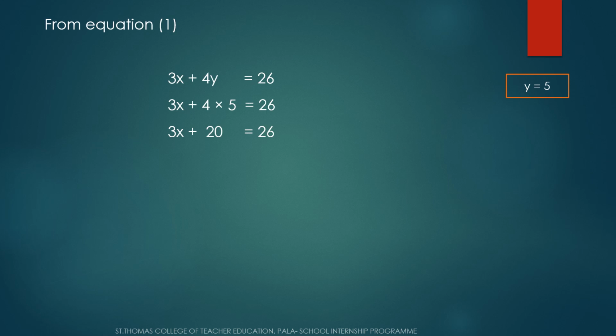Now what will be the next one? Yes, 3x will be 26 minus 20. So what will be? It is 6. So 3x equal to 6. What will be x? Correct. x will be 6 divided by 3. And tell me the answer. Yes, it's 2. So we got x as 2 and y as 5.